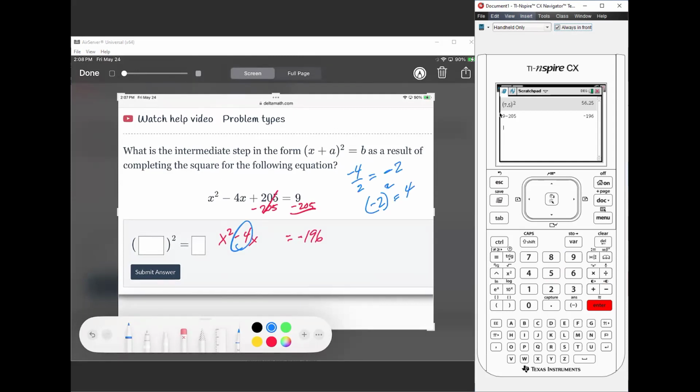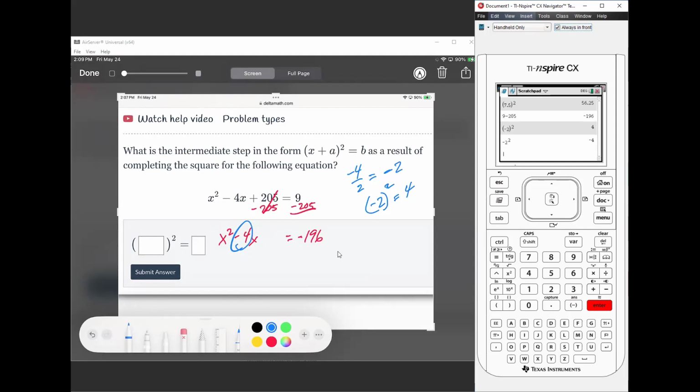Now, remember, you have to square the negative. You have to put it in parentheses. If you just do negative 2 squared without parentheses, it's going to give you a negative 4, and that's not what you want. So don't do this. If you divide the coefficient in half and get a negative number, make sure you put it in parentheses. Otherwise, it's going to mess things up.